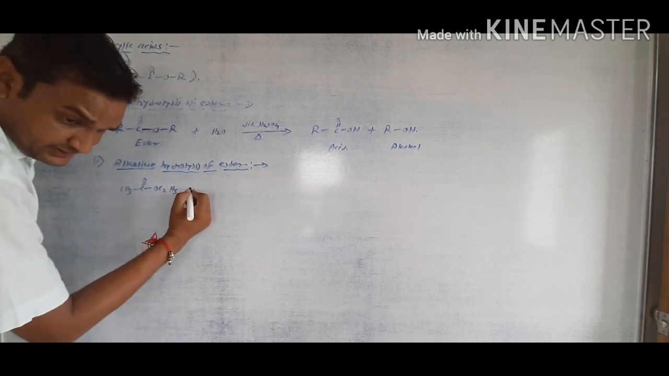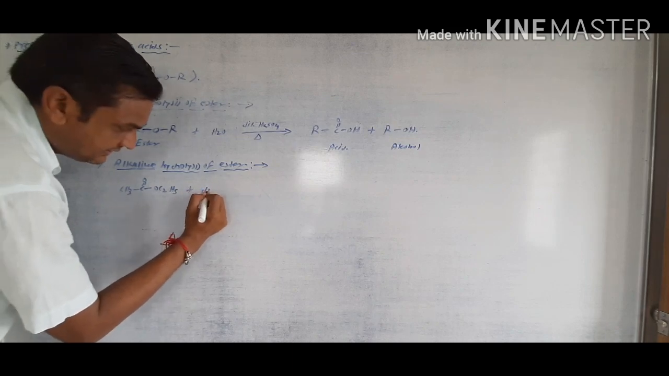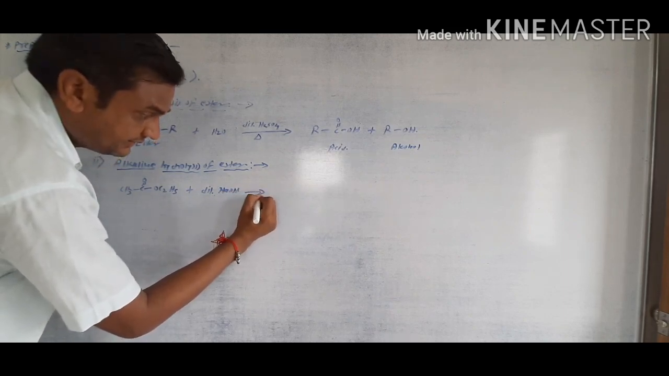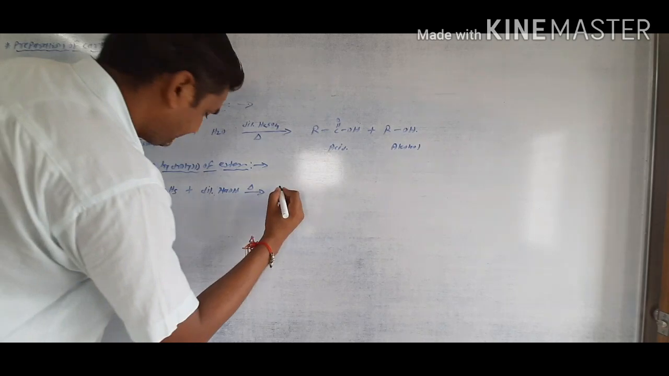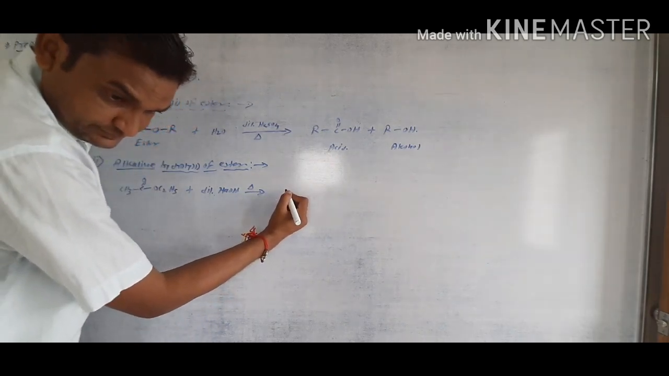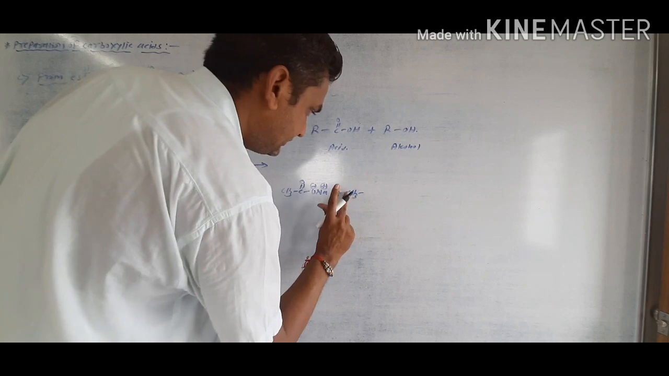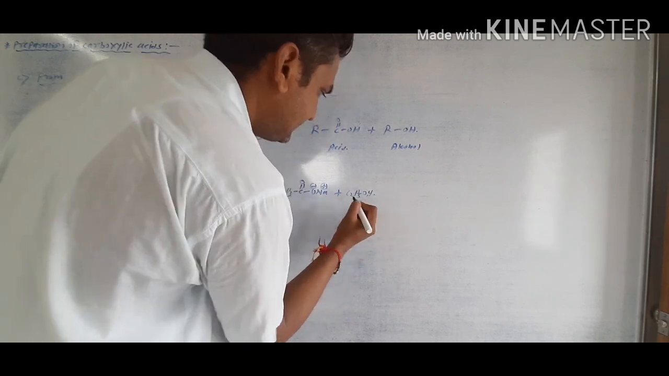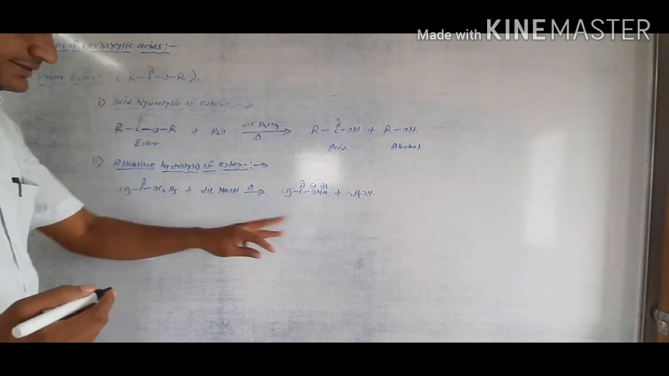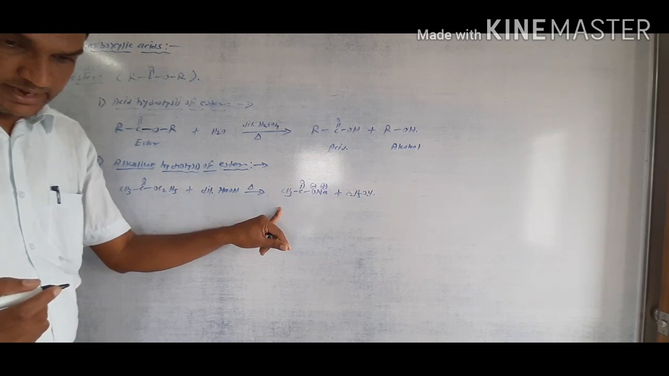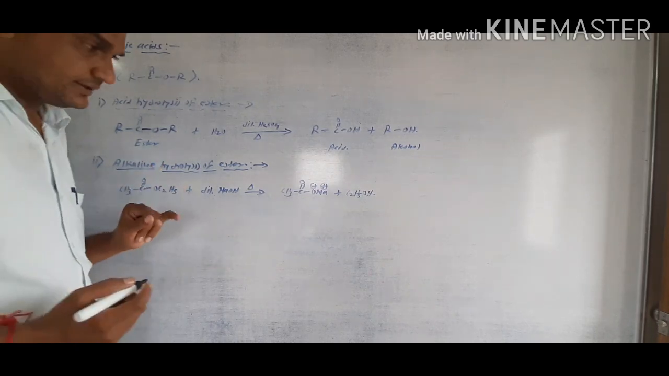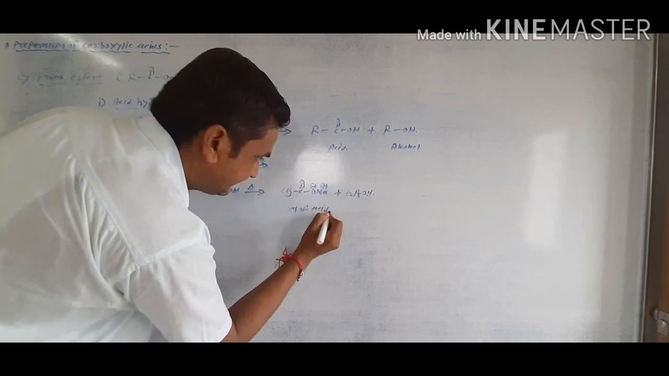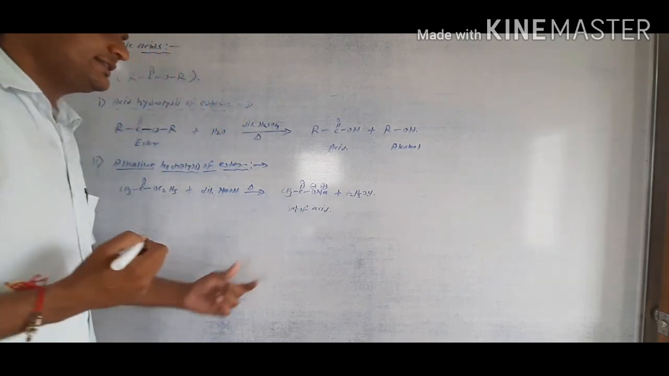This methyl ethyl ester will react with dilute NaOH on heat, then gives the CH3COONa and then gives the C2H5OH. This is the sodium salt of the acid. This is the salt of acid, means sodium salt of the acid. This is the complete name.